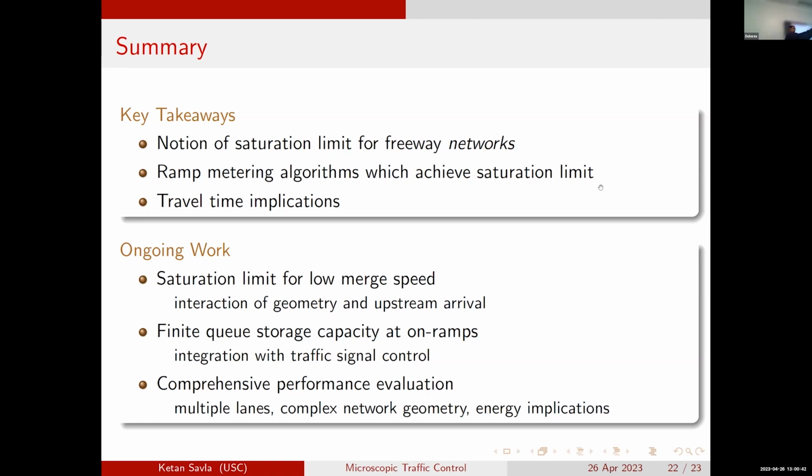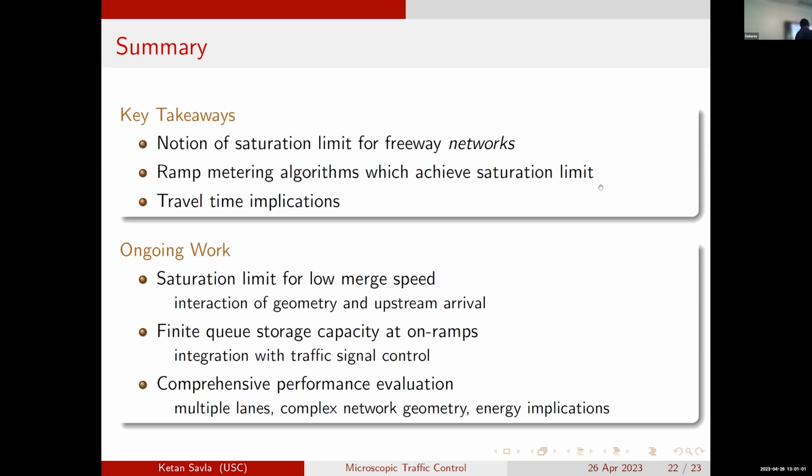There is a lot of ongoing work that Milad is doing. When you have low merge speed, things are very funky. I did not get time to go through all of that, but there are many interesting phenomena that happen, which we are really trying to understand in a much better way.